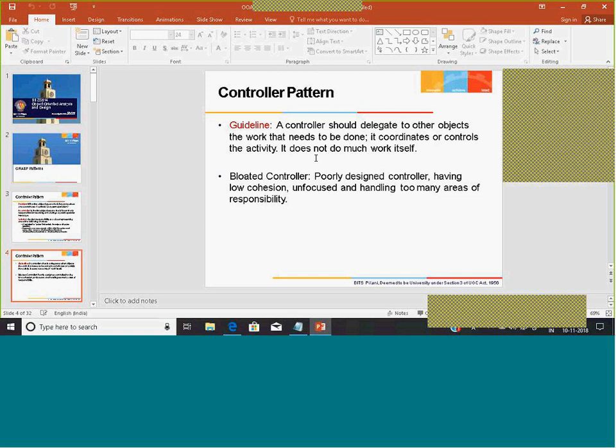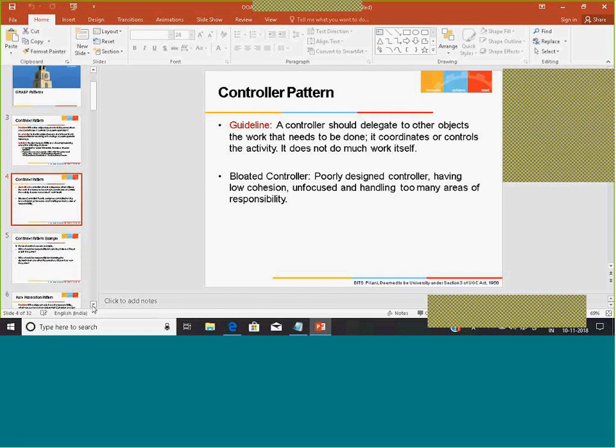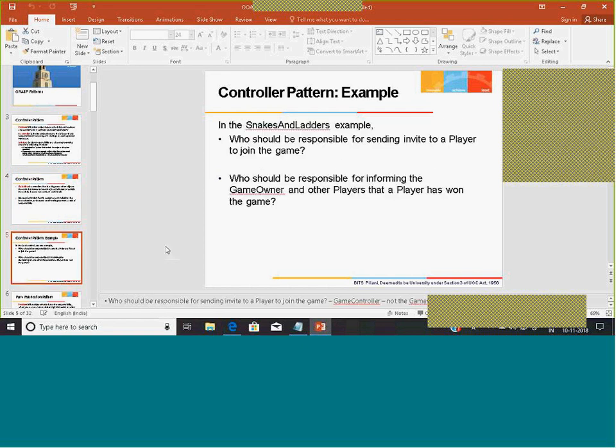That is why we say that the controller itself should have high cohesion. By high cohesion for a controller, we mean that it is supposed to do only the controlling task. It should not be responsible for doing the task on its own. And in case a controller is designed to do the tasks on its own, then it is called a bloated controller. It is not doing the task specifically meant for the controller. So let's take up a few examples and understand.